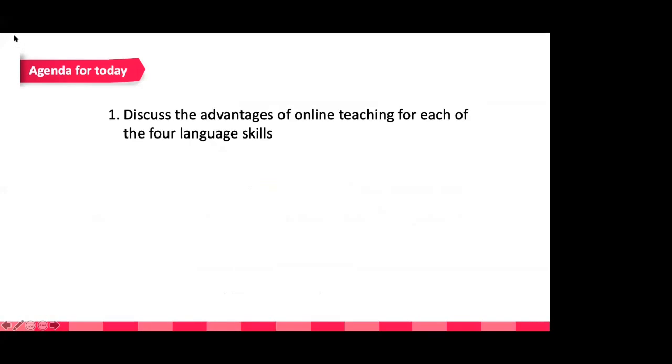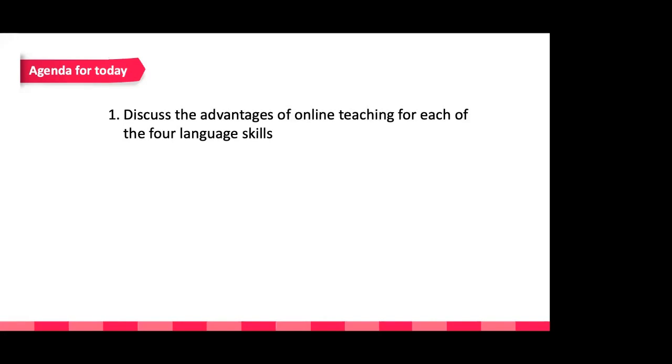So let's start with the agenda for today. What I have is we're going to discuss the advantages of online teaching for each of the 4 language skills. And I just focus on the advantages because I don't want to be the typical Uruguayan that always focuses on the negative things. So let's focus on the positive things about teaching online, because this is a reality and we have to accept it.